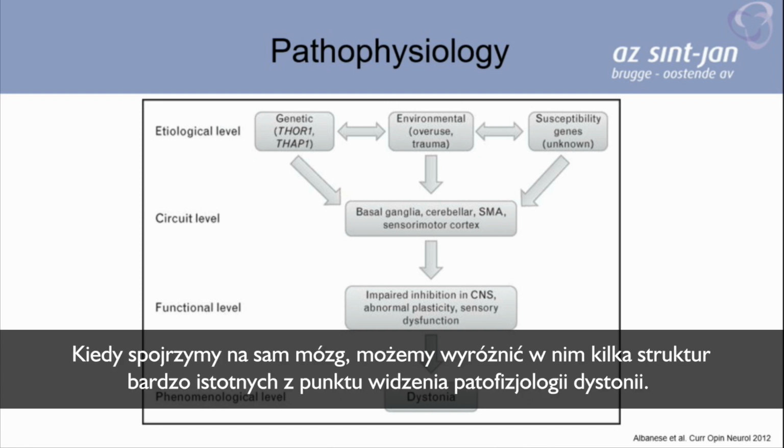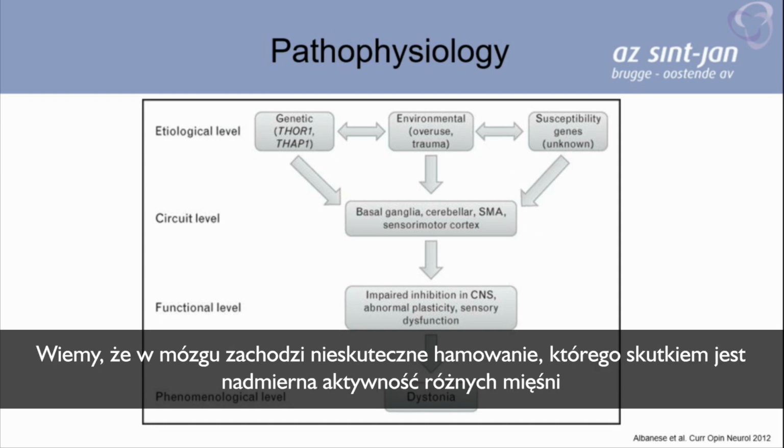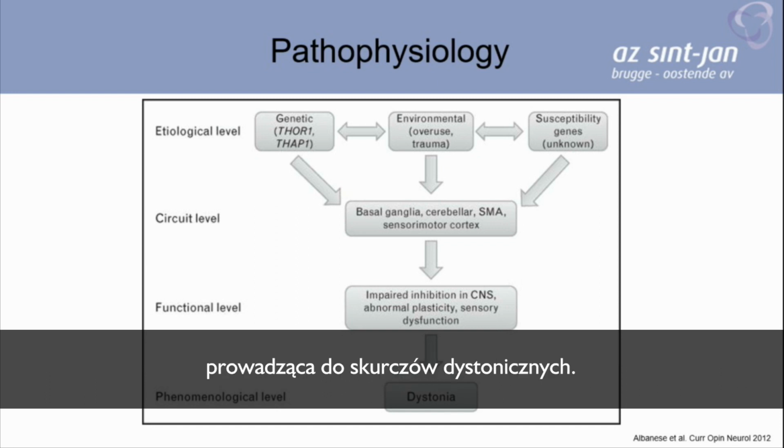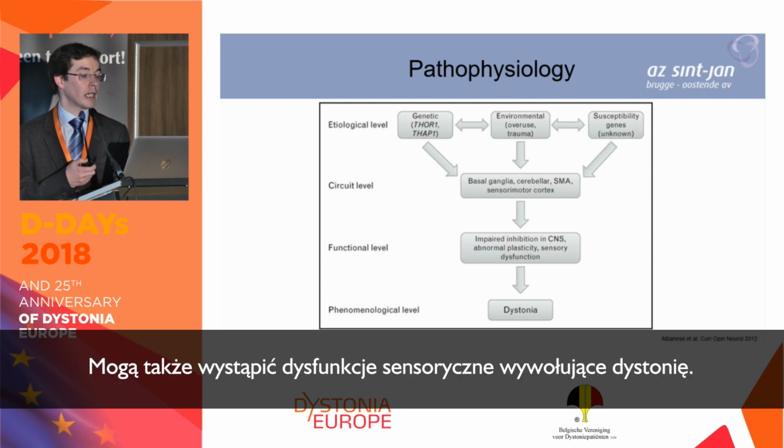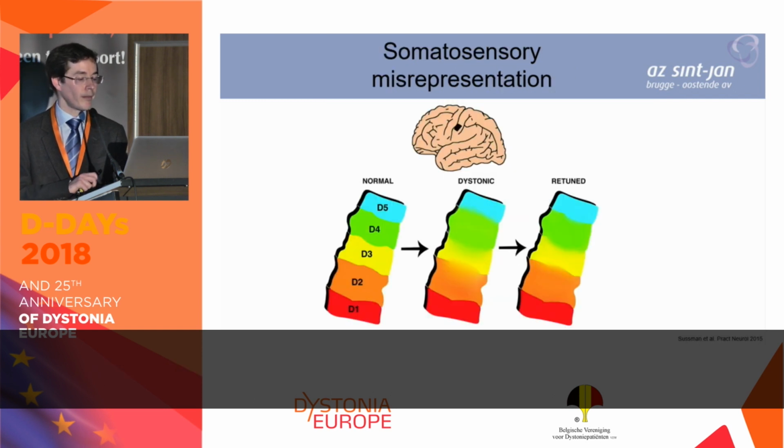And then if we look at the level of the brain, we know that several structures there are very important in the pathophysiology of dystonia. And in the brain we know that there's especially an impaired inhibition, which gives rise to an overactivity of the different muscles, and that gives rise to the dystonic contractions. We know that there is abnormal plasticity, abnormal signaling between different brain cells, and there can also be a sensory dysfunction that gives rise to the dystonia.